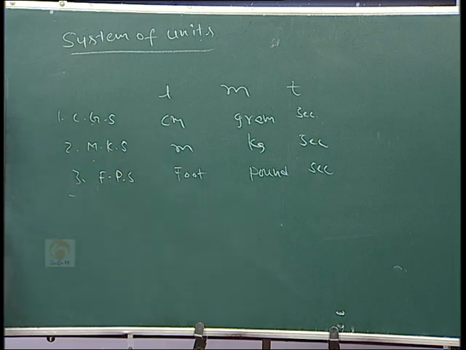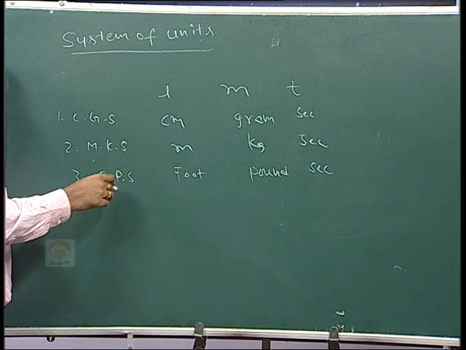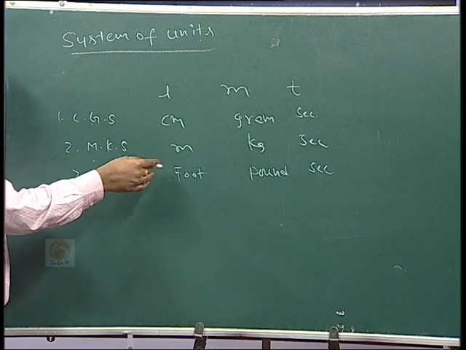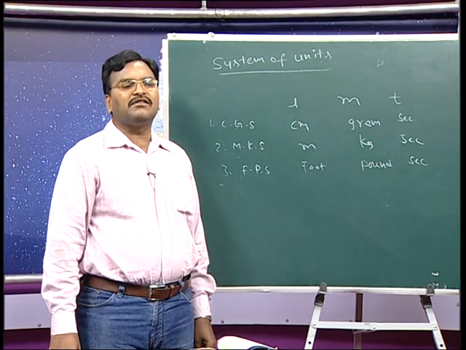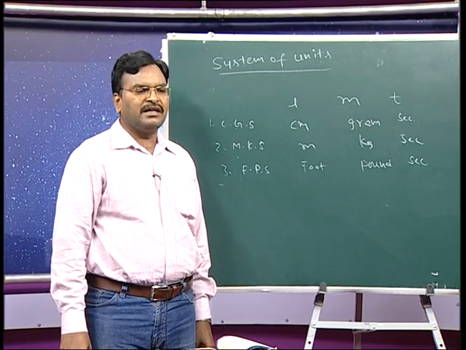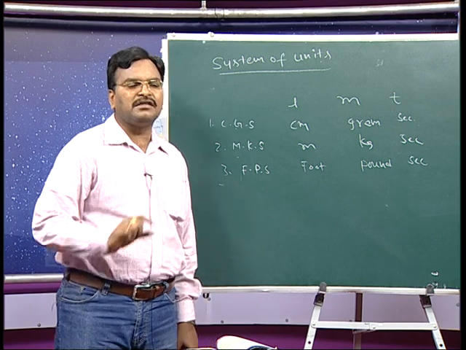Length, mass, time. MKS: meter, kilogram, second. FPS: foot, pound, second. Foot, pound, second are used to measure what? Length, mass, time. So, how are they asking the question? Which physical quantity has the same units in all systems?